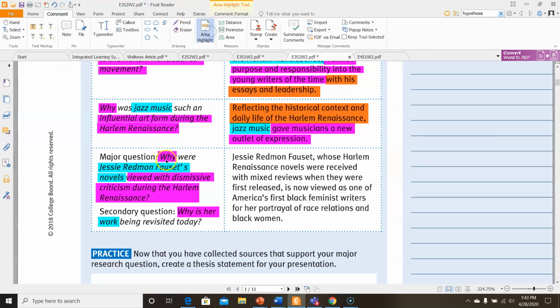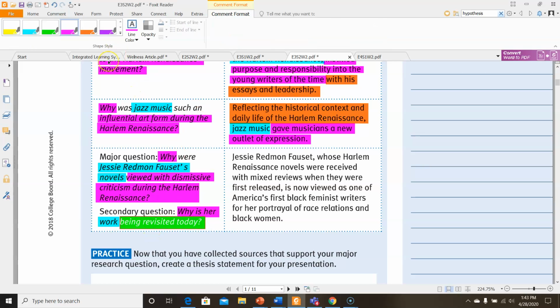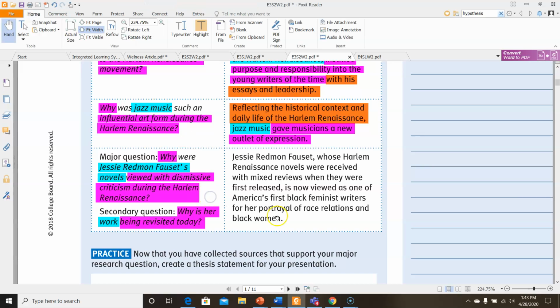So I hope that by color coding this, I'm kind of illuminating how to write a thesis statement just by having those three things. Think about the red, the teal, and the pink, and each of those words start with a letter that represents one of the parts of our thesis statement. So let's look over here. We have Jessie Redmond Fawcett, whose Harlem Renaissance novels were received with mixed reviews when they were first released, is now viewed as one of America's first Black feminist writers for her portrayal of race relations and Black women.